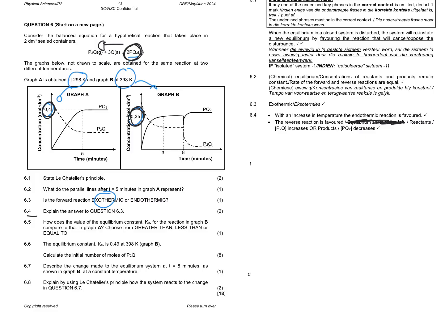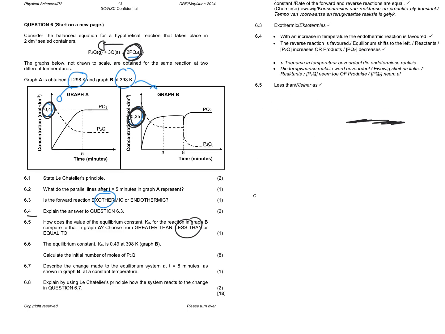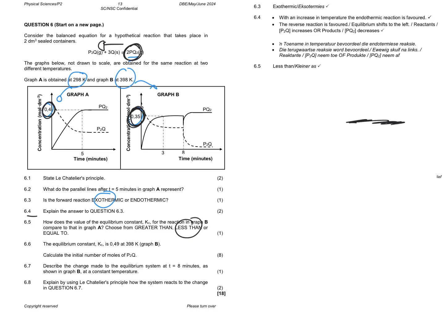Then, for 6.5, how does the value of the equilibrium constant Kc for the reaction in graph B compare to graph A? B is smaller, it's less than, because the concentration of the products is less. And Kc is always concentration of products over concentration of reactants. So you can see there, it says less than.